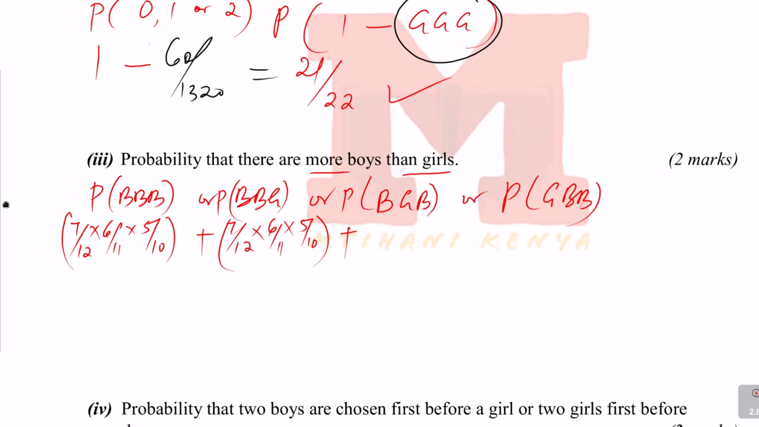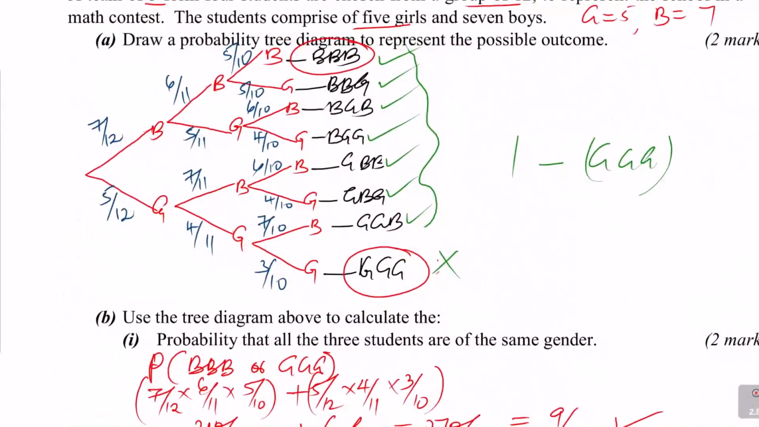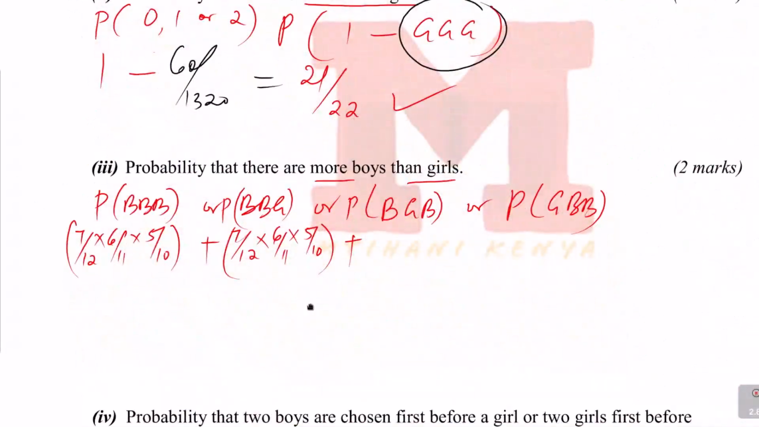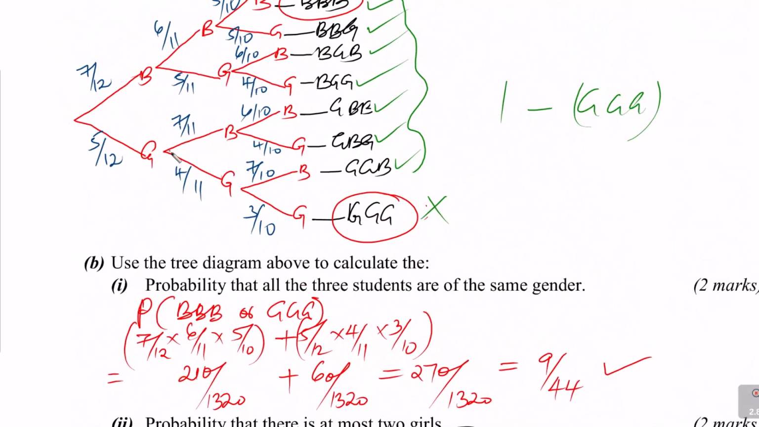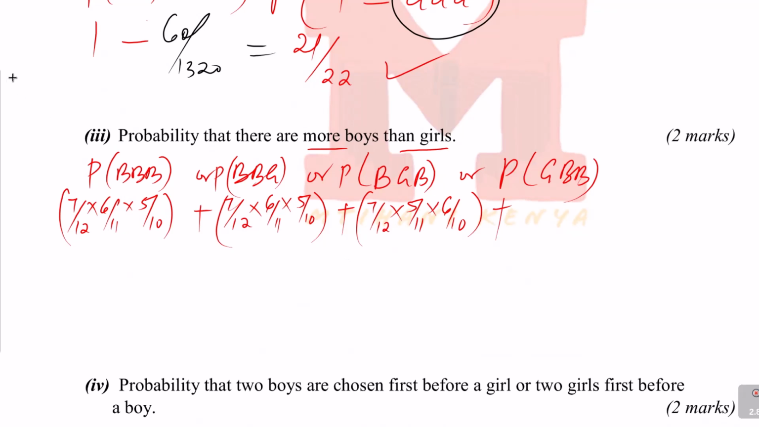Then boy, girl, boy. So boy, this one, girl, then boy: 7/12, this is 5/11, then 6/10. Then girl, boy, boy: girl is 5/12, then boy, boy 6/10.